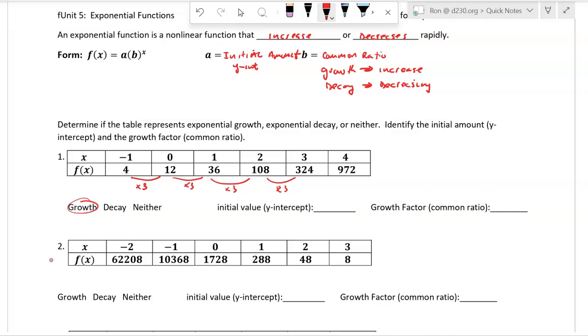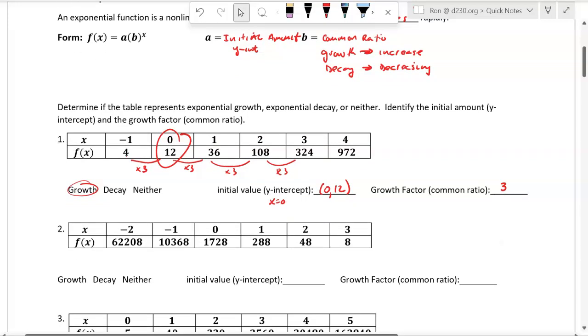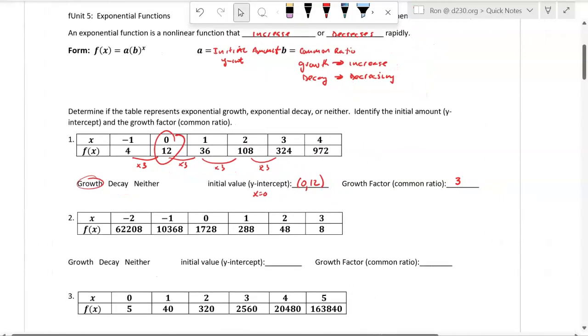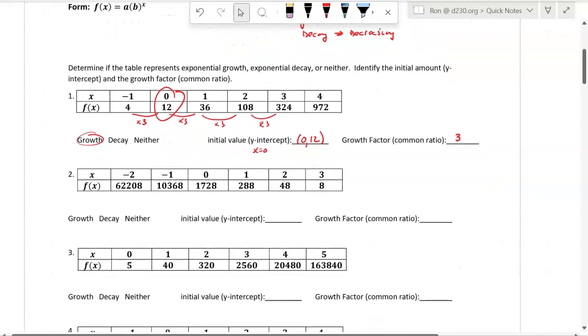My initial value or y-intercept, I want to look for when x is equal to 0. That's this ordered pair here. So when x is 0, what's my y value? 12. And my growth factor or common ratio is going to be 3. So now I can write my function rule if I wanted to.